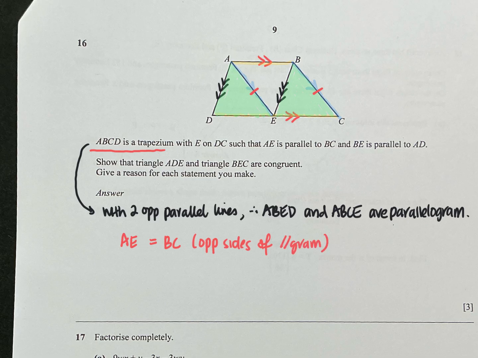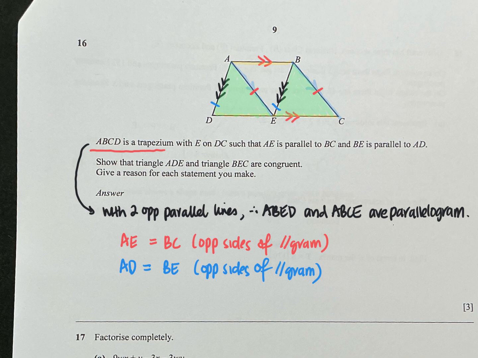Okay, so this is one pair. The next pair I can conclude is this one. These two sides are the same, so I can say AD is equal to BE. It is also opposite sides of a parallelogram. So the last thing I need is, of course, an angle.